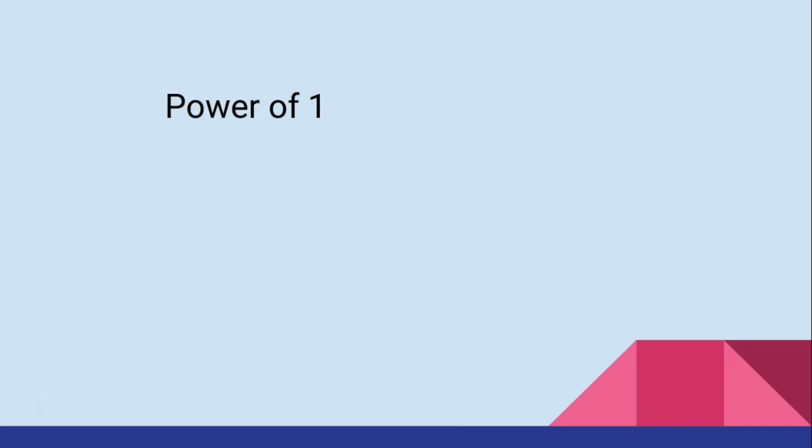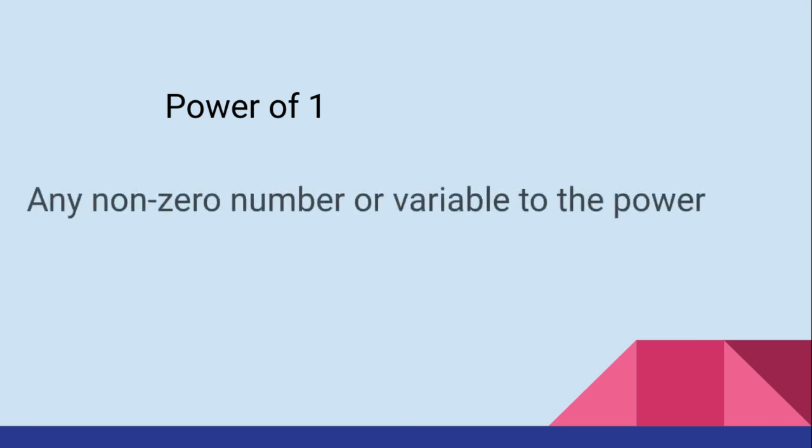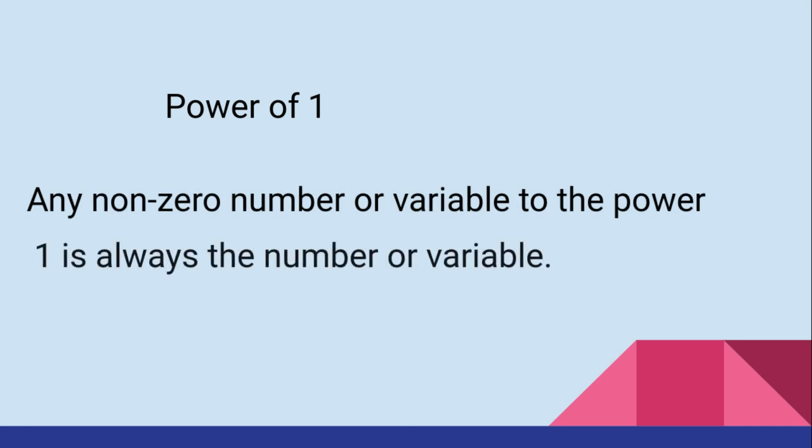Now, there's a couple of special rules. One of them is when you have a power of 1: any non-zero number or variable, and remember, a variable is a letter in place of an unknown number, to the power 1 is always the number or the variable. So if I have 2 to the first power, that just says I have one 2 being multiplied, but you can't multiply 2 by nothing, so my answer there would be 2.